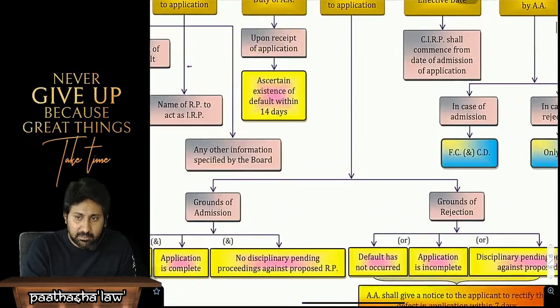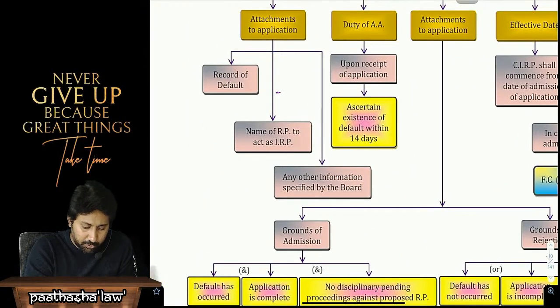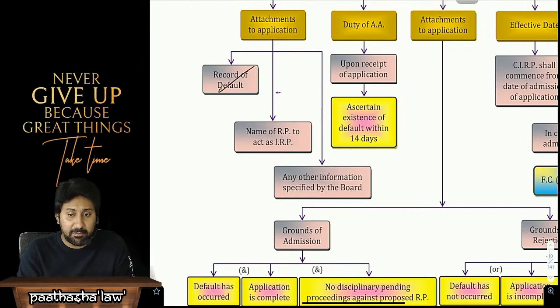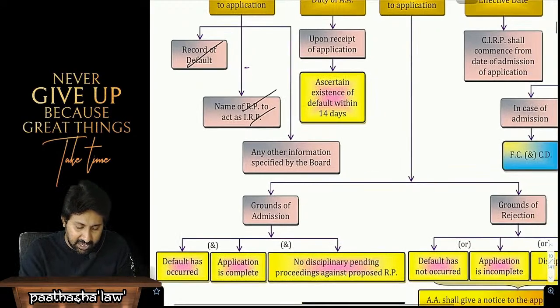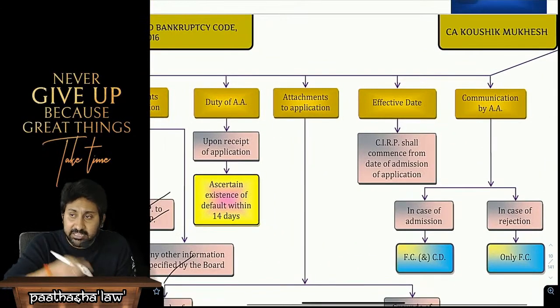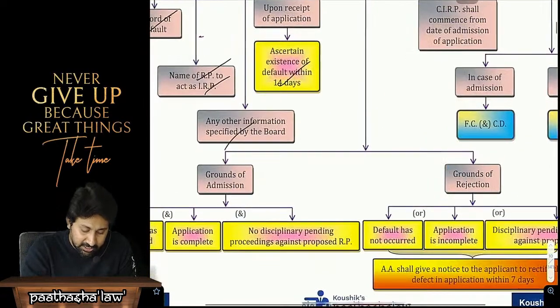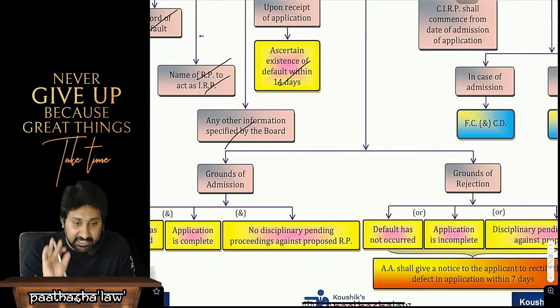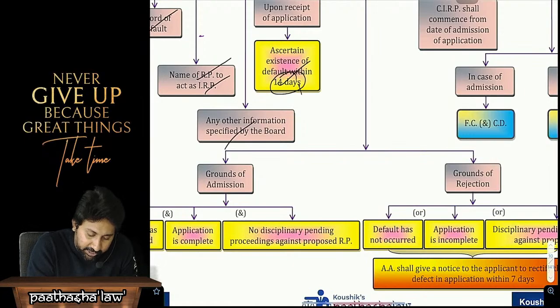Attachments to the application. What attachments does the financial creditor have to put? Record of default, because default is the prima facie thing. Name of the RP, who will act as an IRP, and any other information. Now you will send it to the AA. The AA will take 14 days. In 14 days it should take a decision whether to accept or reject. But this 14 days is recommendatory only.